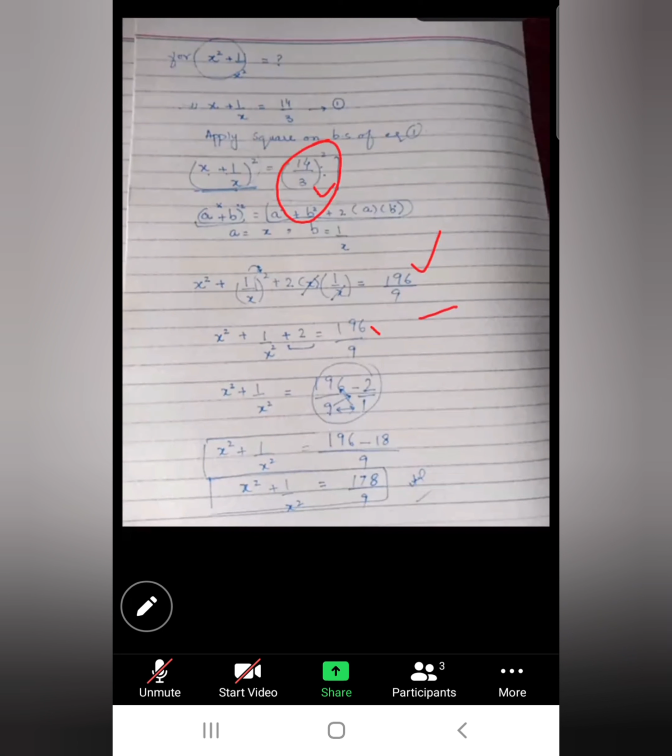Okay? Yes, ma'am. Okay. Ma'am, where did this come from in the formula? It did not come in the formula. Formula is still here. When we have applied the formula, it is solved till here. This is equal to the same. And square of 14 is 196 and square of 3 is 9.